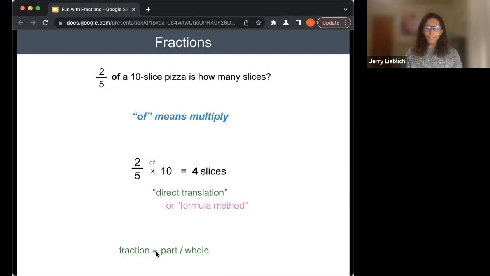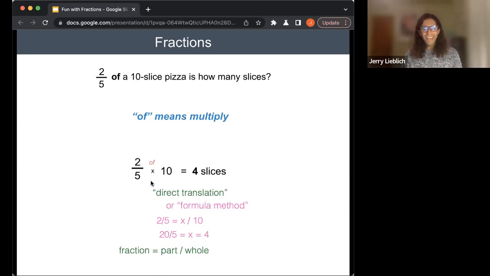And think fraction is the part over the whole. So my fraction is the part, that's what I'm looking for, over the whole. And I write out my equation this way, and then solve for x. I multiply both sides by 10 and solve from there. Which method you use, direct translation or the formula method, is up to you.